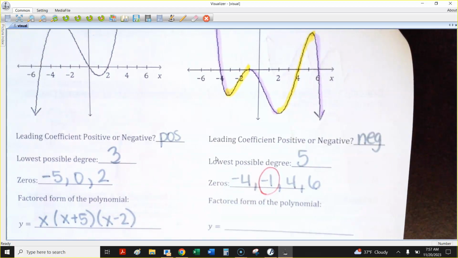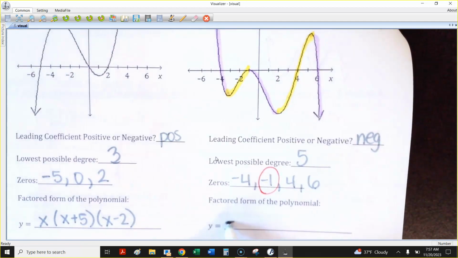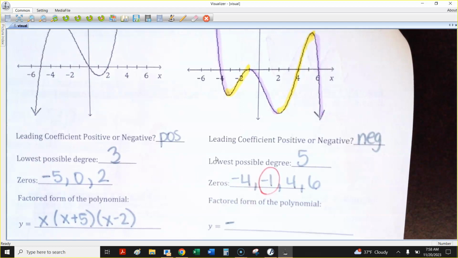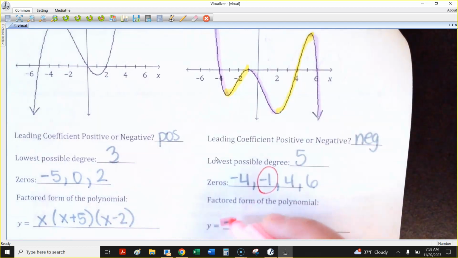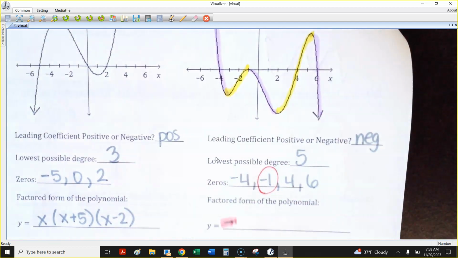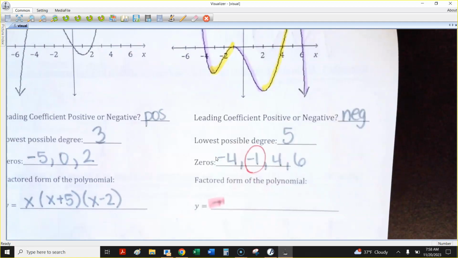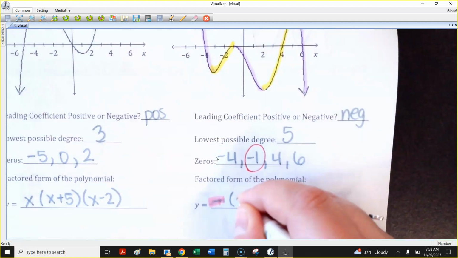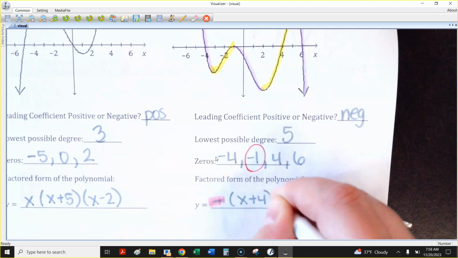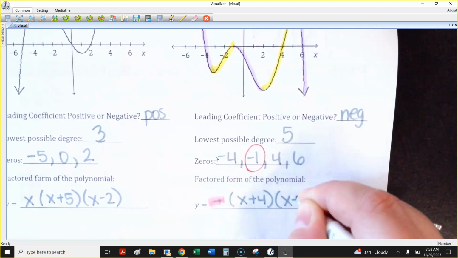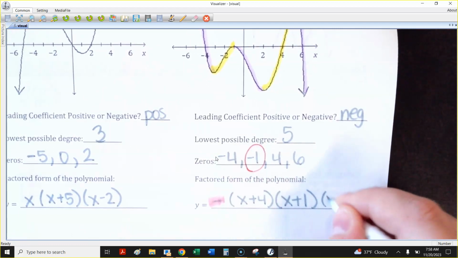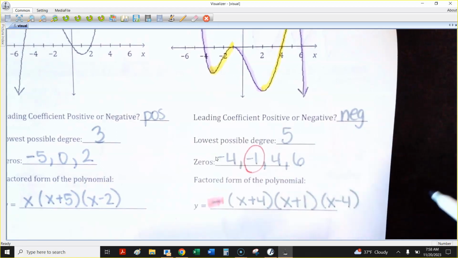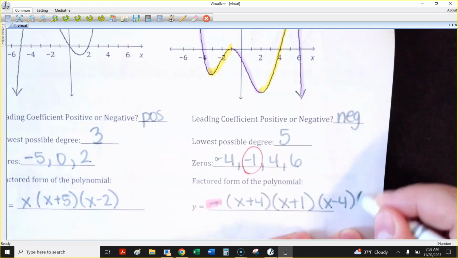So when you write this, first of all, I'm going to start out, because I said this was negative, so I'm just going to put a little negative out in front. And then it doesn't matter the order that you want to put the zeros in, just however you want to write it. I'm just going to write them how I wrote them. So I'm going to write x plus 4 for the -4, x plus 1 for the -1, x minus 4, and I should have left some more room or written smaller, x minus 6.